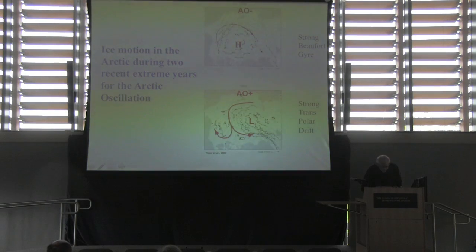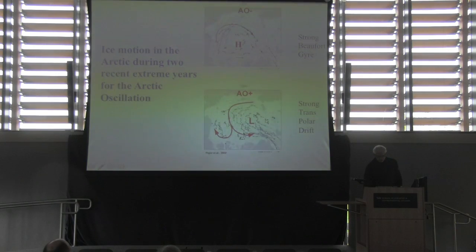And then the other extreme here is in 1994, and here's a very strong positive situation. And here the Beaufort gyre becomes very weak and disorganized, and look what happens to the transpolar drift. It swings way over towards North America.